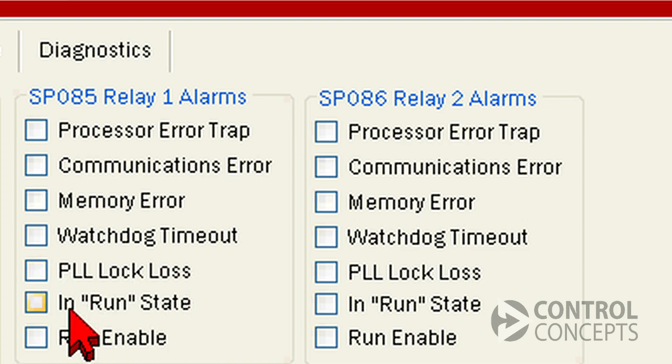In run state indicates that the controller is in a true run state, as opposed to a stop or fault state. And run enable is a pass-through for pin 9. It mirrors its input. So if pin 9 is open, the relay is open, and vice versa.